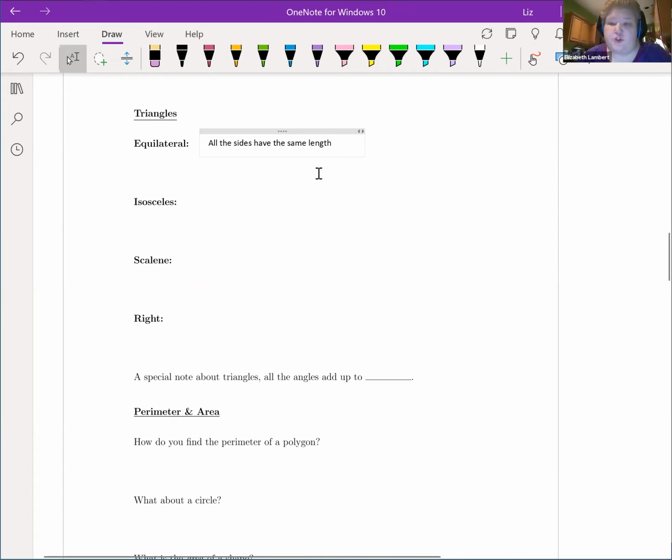So an equilateral triangle, all sides have the same length, and all the angles end up being the same. So the angles measure 60 degrees each.